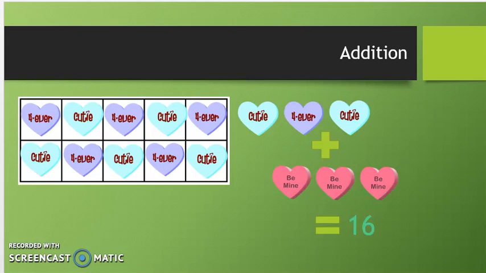Then you have the 2 counters that you wanted to add. So then you add from 16, you add 2 more, and 16, 17, 18. So that would be 18 counters in all.